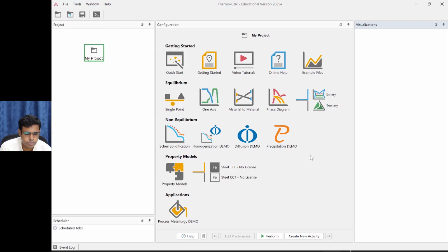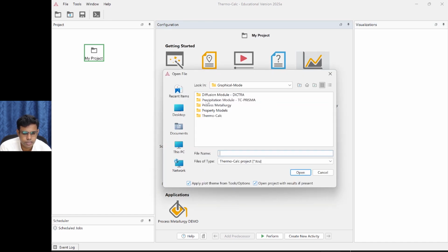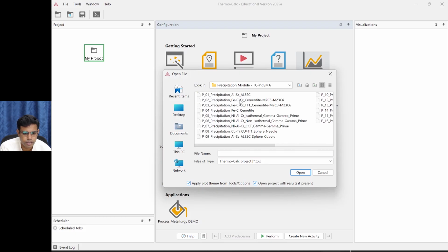As I told, this precipitation demo, this P, this is the module that we need to use to do this particular example. But I will not go to this module and set up the calculation ourselves. I am going to run an example file that is already there. I go here, this example files, click on that. Here you can see precipitation module, the old name is TC Prisma. So this one we are going to use now, precipitation module, double clicking on that, and P04 precipitation FCC cementite. This is the example that I am going to run. So click on it and open.